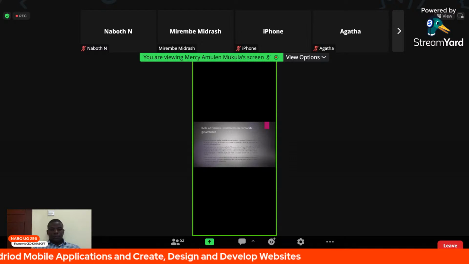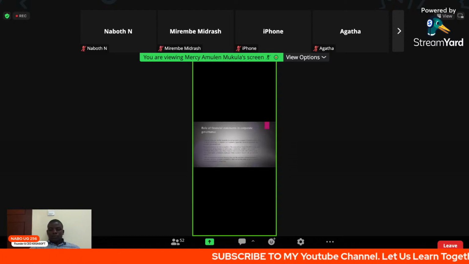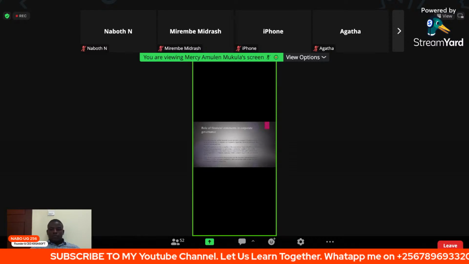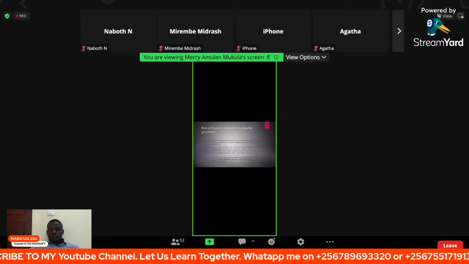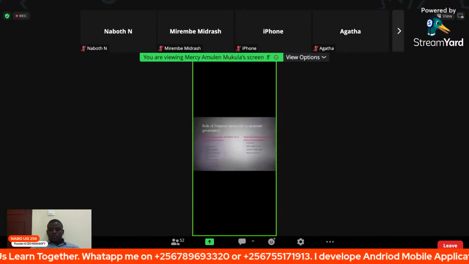The following that I'm going to say now are some of the financial statements and their roles. I'll start with the balance sheet. The balance sheet shows a company's assets, that's to say what they own, liabilities, what they owe, and the stockholders' equity at a given moment.